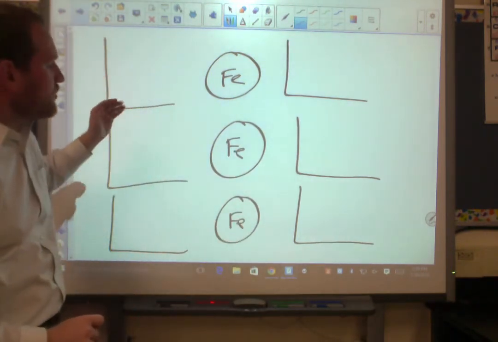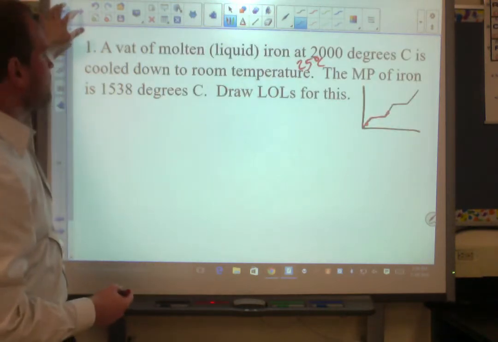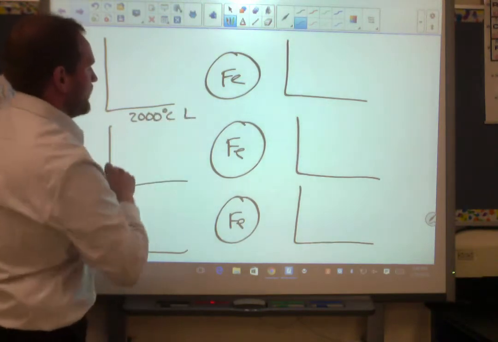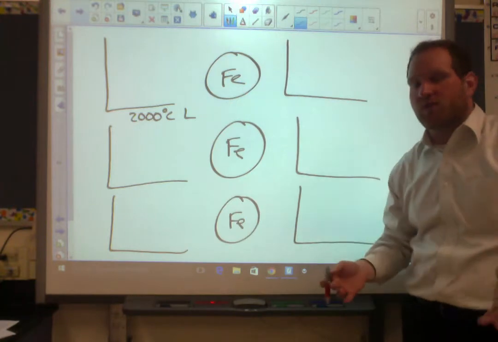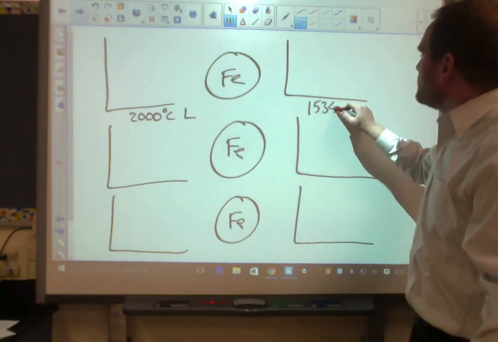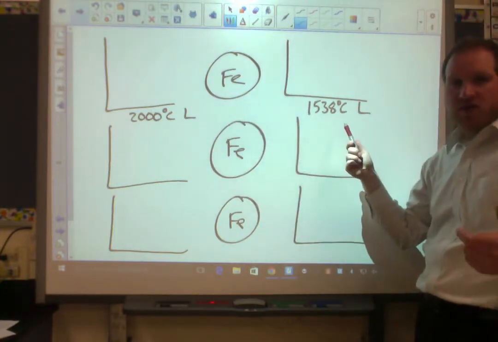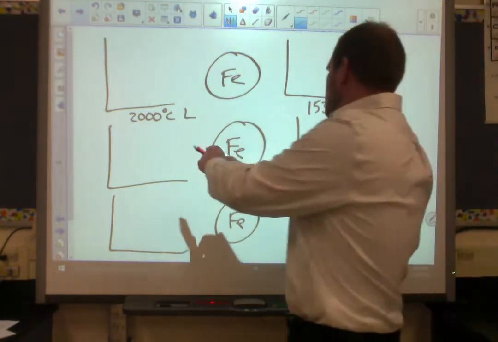And let's put our starting and ending conditions. So we start with 2000 degree liquid. So 2000 degrees Celsius liquid, and that's going to cool down until it hits its melting point, or I should say freezing point, which is 1538. So it's going to turn into 1538 degrees Celsius liquid. Remember, it's not going to freeze in one step. It's going to cool down to the freezing point, then it's going to freeze. So here's the actual freezing process.